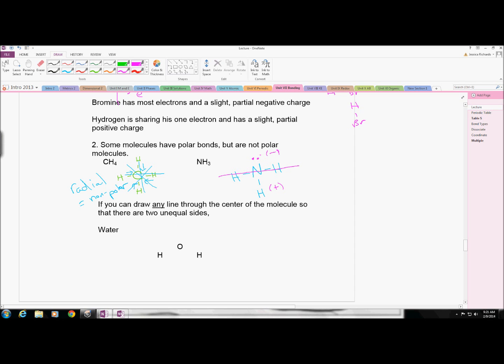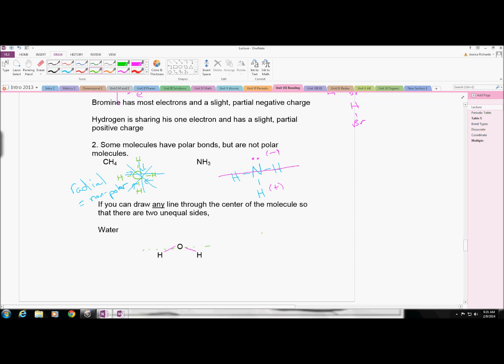This makes ammonia a polar molecule, and the negative sides will be attracted to the positive side. So this would be a polar molecule. All right, you're looking for symmetry. Any line, I put the lines in for my model here, any line of asymmetry makes it a polar molecule.